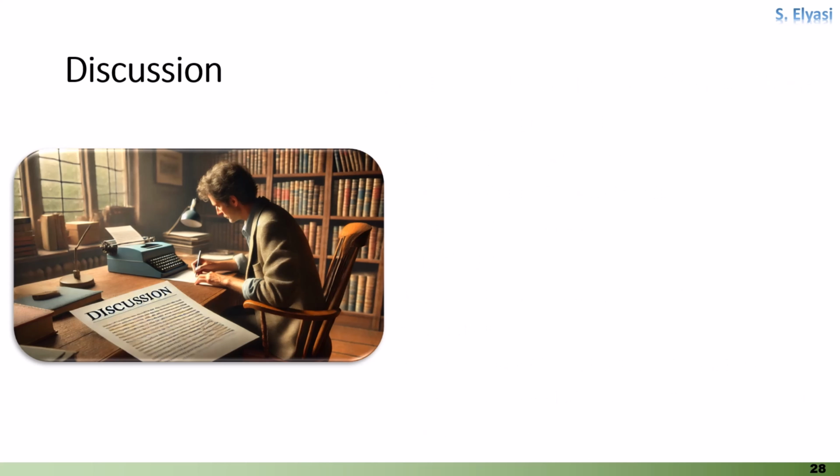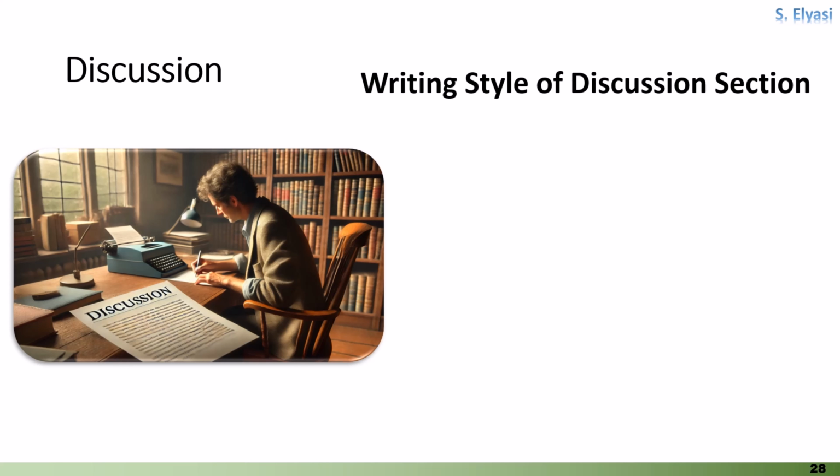The writing style of the discussion section in a scientific article is crucial for clearly conveying the significance, interpretation, and implications of the research findings. While the style must maintain scientific rigor and clarity, it should also be accessible and engaging for the reader. Here's a detailed breakdown of the writing style for the discussion section.